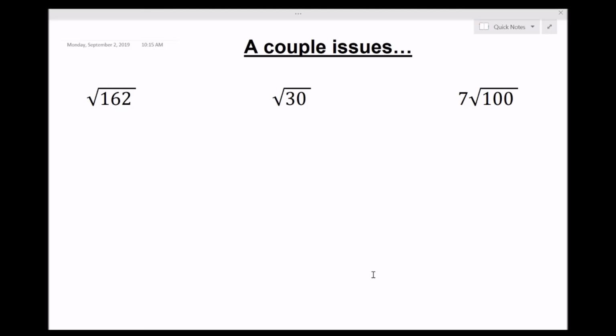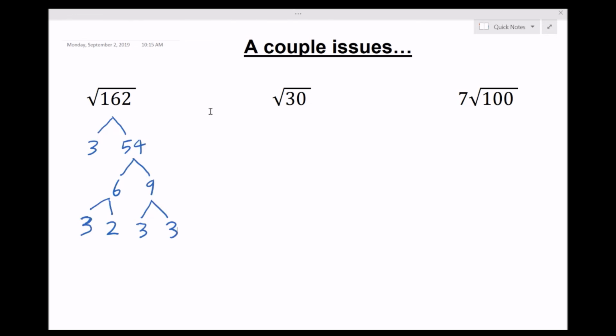Now just a quick word on some weird issues that might come up as you're doing these problems. Issues like what happens if you have more than one of the same pair? Or what if you have no matching pairs? Or what if everything goes into a pair, you take them out and there's nothing left over? So with this first problem, square root of 162.